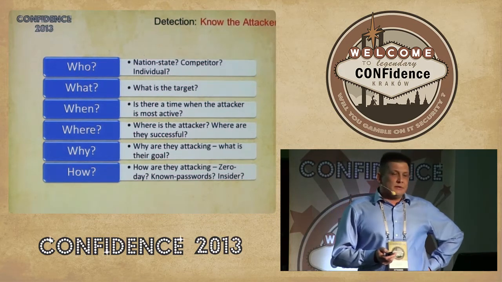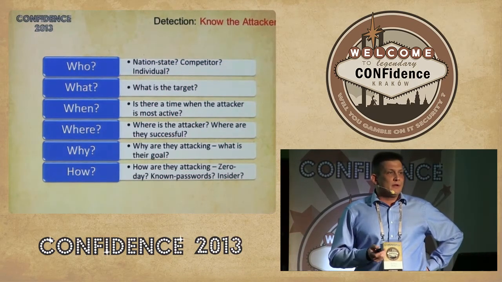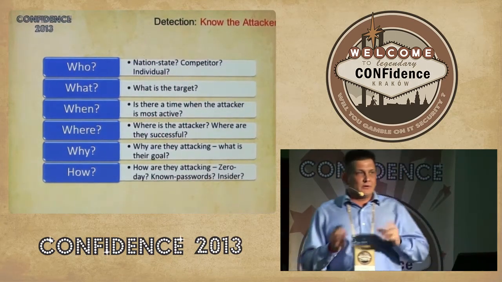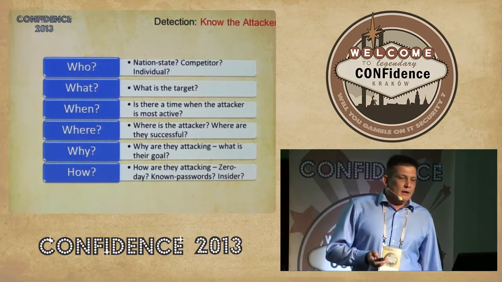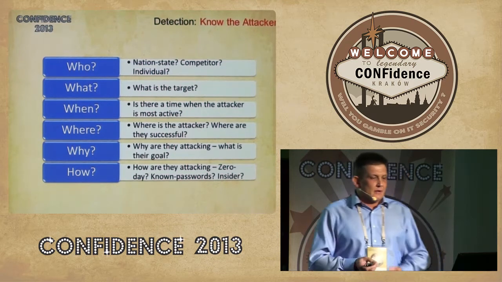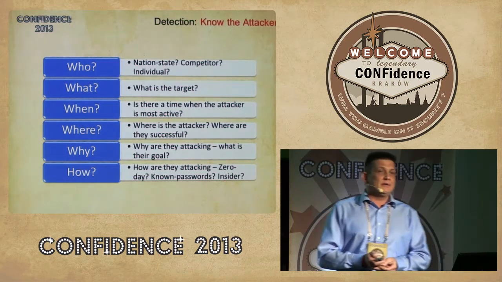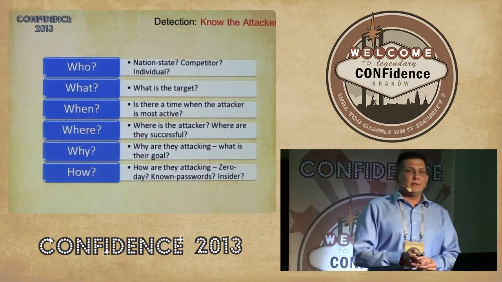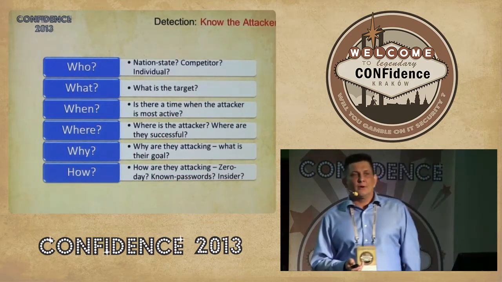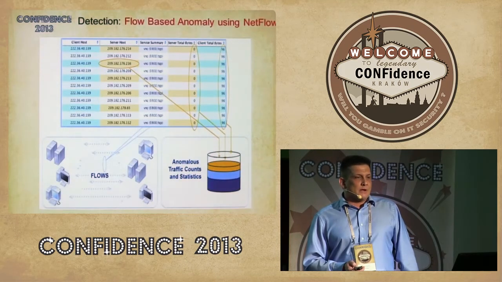Why are you attacked? What is the goal of the attack? You have heard it this morning. That could be economics, that could be politics, that could be just spying on your network for information. And how are you attacked? Are those zero-day attacks, known passwords, insiders? A lot of attacks at the moment are insiders. People working in a company who just try to get information out of the company to sell it to whatever, to states, to different companies. So what can we do there?